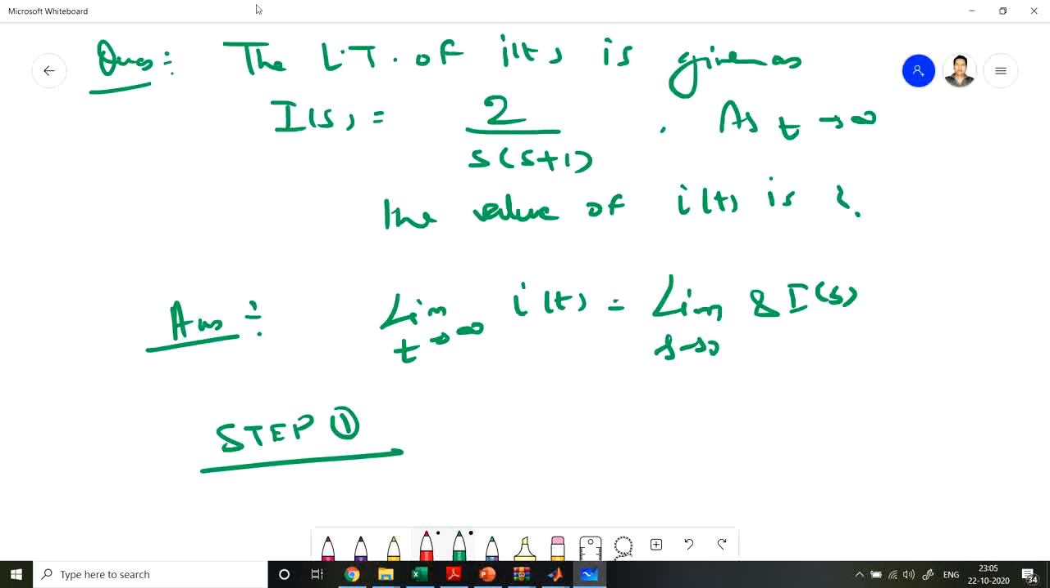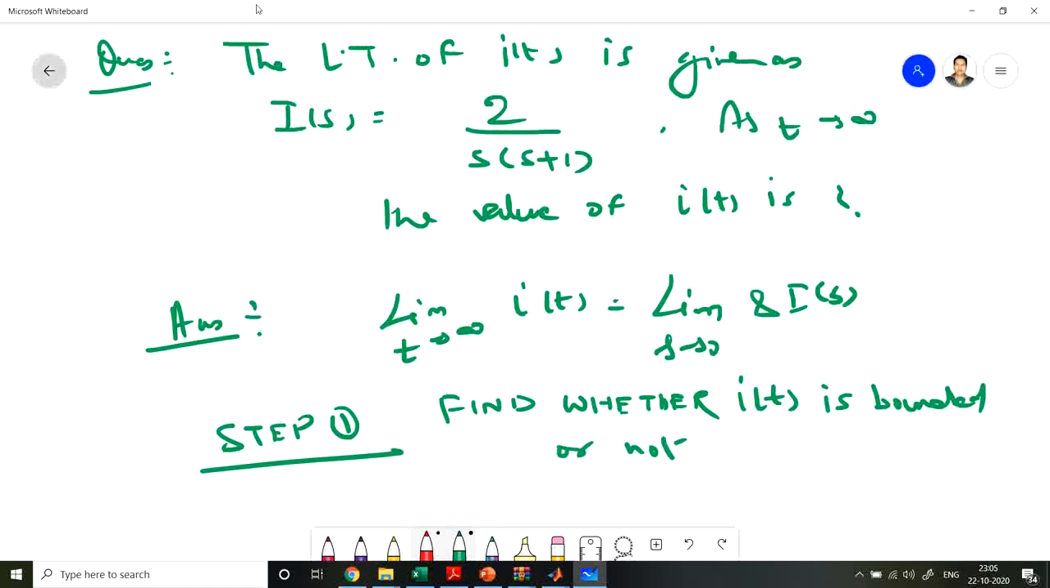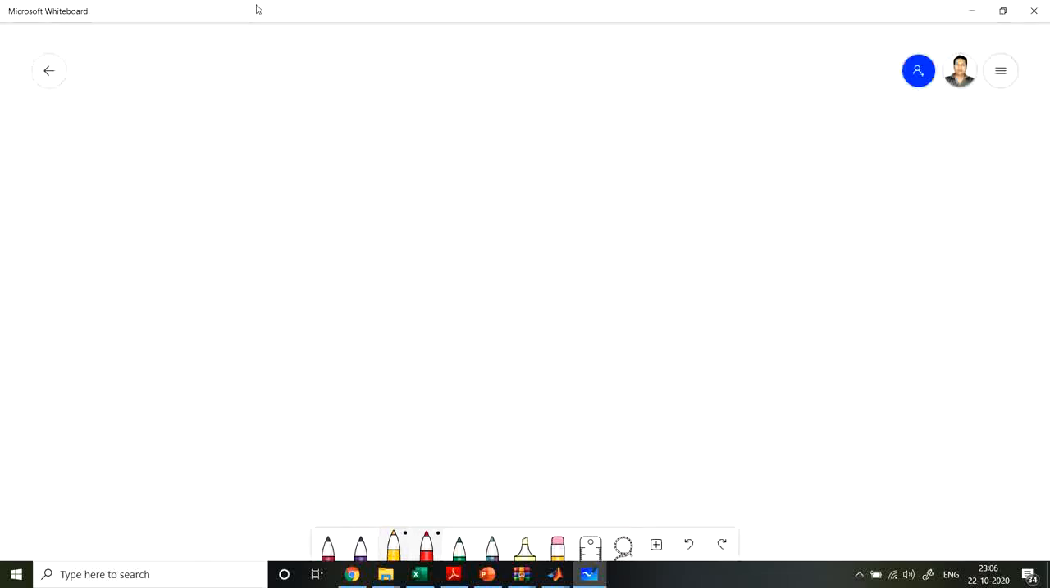So step 1: find whether it is bounded or not. And if it is bounded, then step 2: find the Laplace transform. So let us start that.